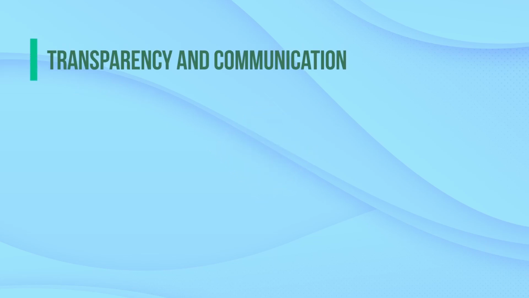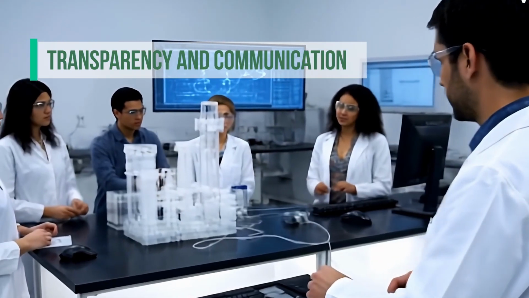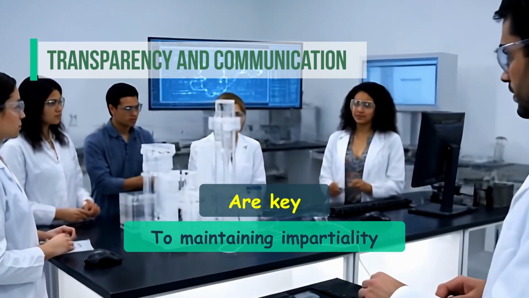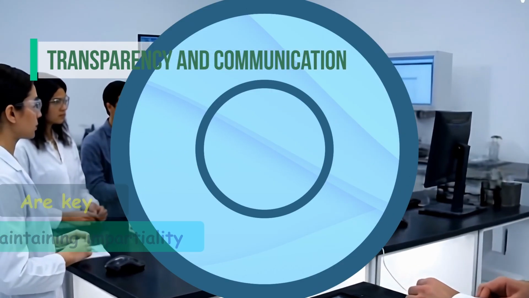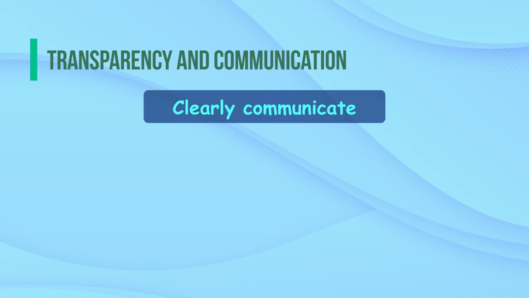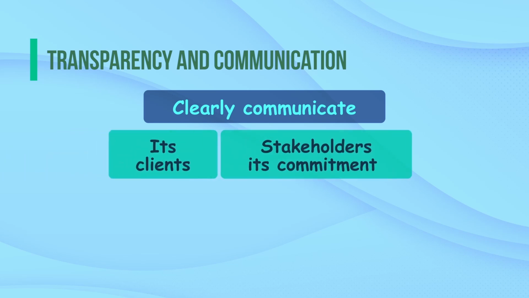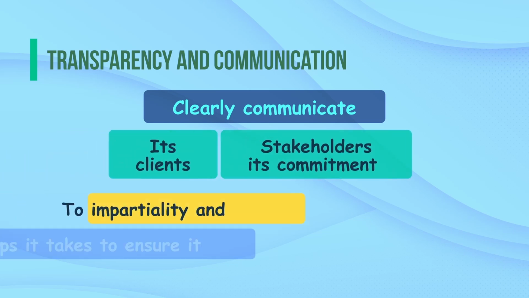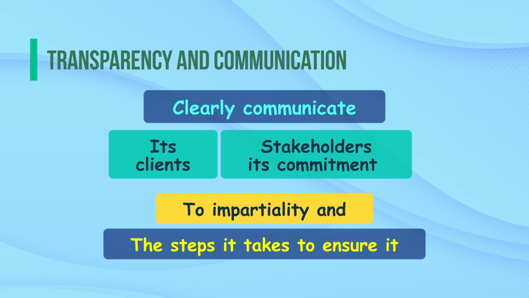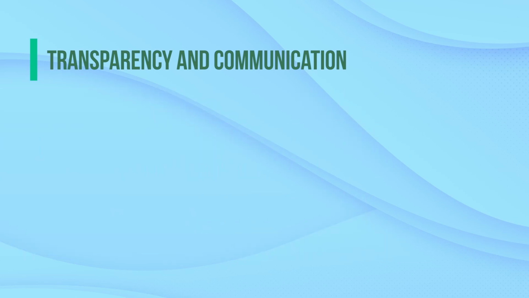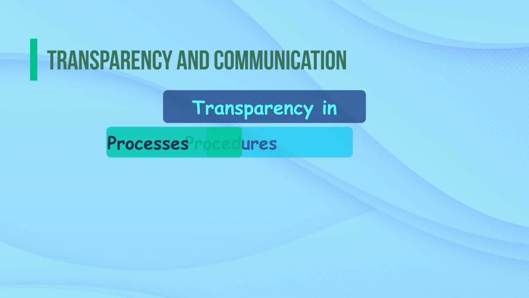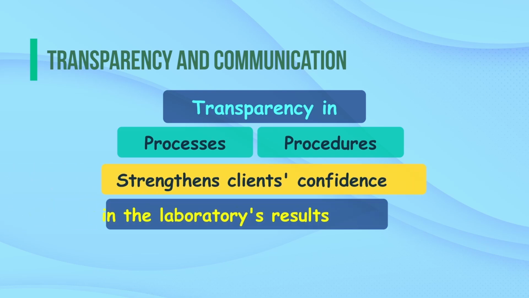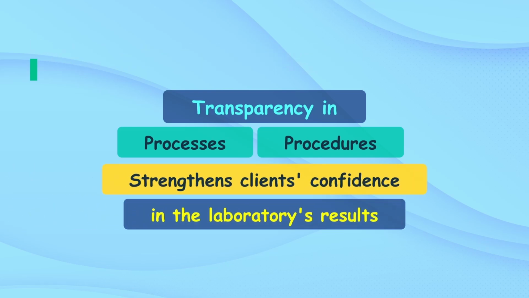5. Transparency and communication. Transparency and effective communication are key to maintaining impartiality. The laboratory must clearly communicate to its clients and stakeholders its commitment to impartiality and the steps it takes to ensure it. Transparency in processes and procedures strengthens clients' confidence in the laboratory's results.